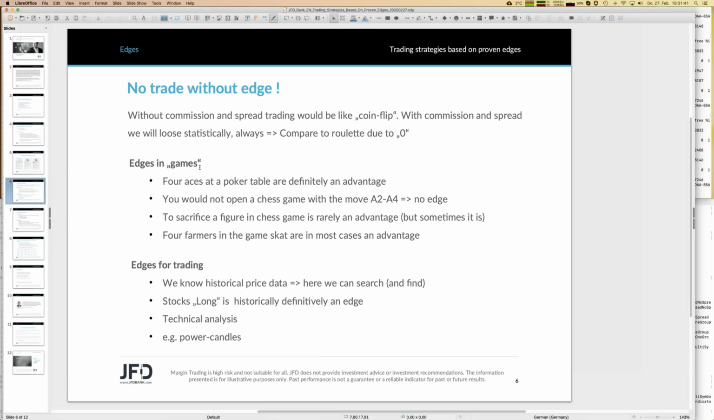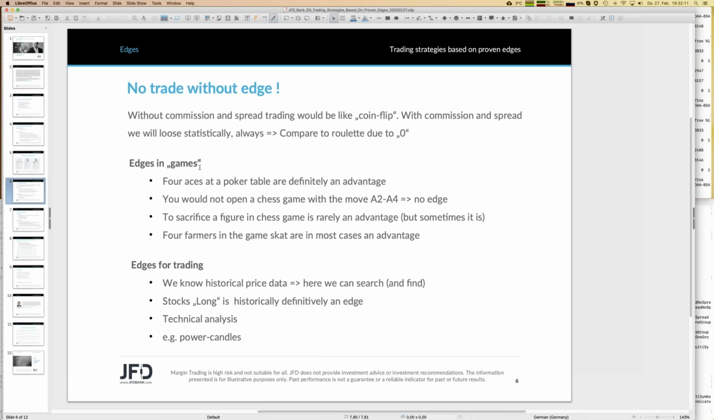Besides, we still know some other edges in general. For example, trading stocks has an edge on the long side. Buying is for stocks a brilliant idea, proven for more than a decade, for more than a century, and people like Warren Buffett became quite rich with that kind of strategy and some additional elements.